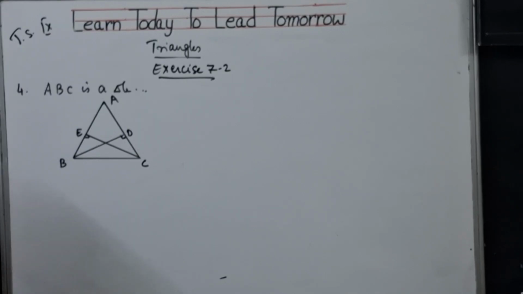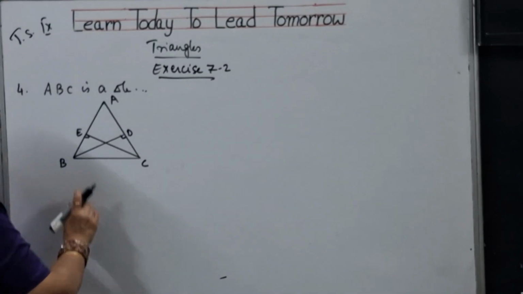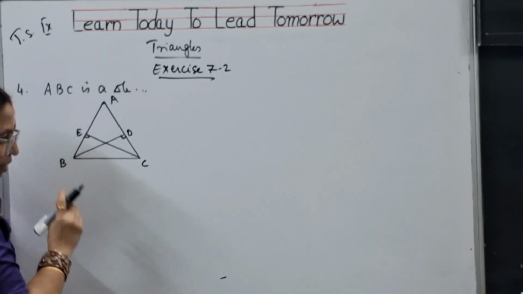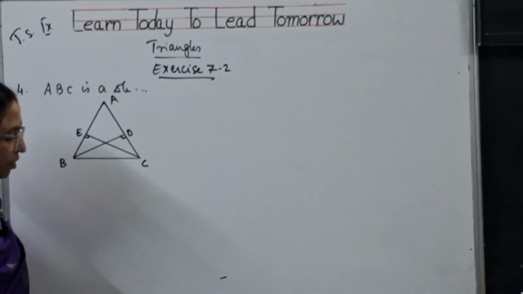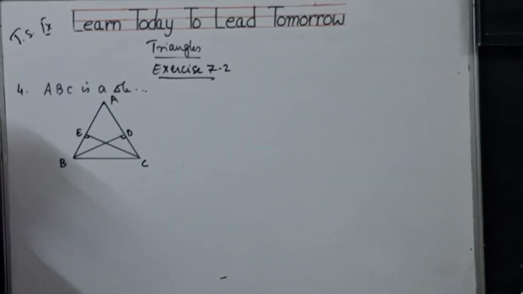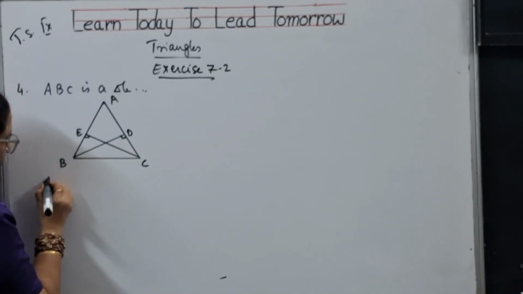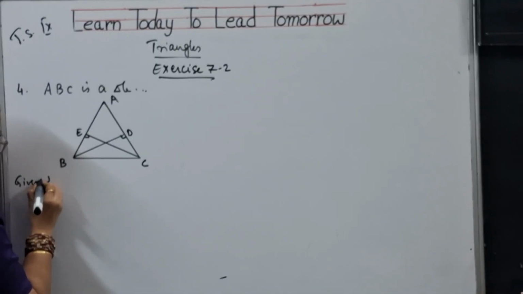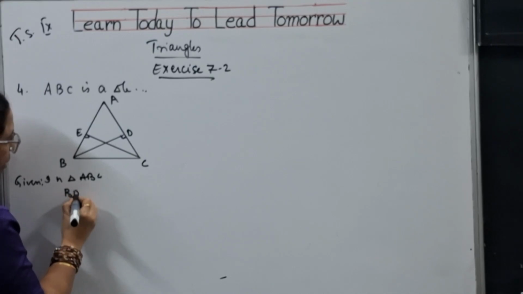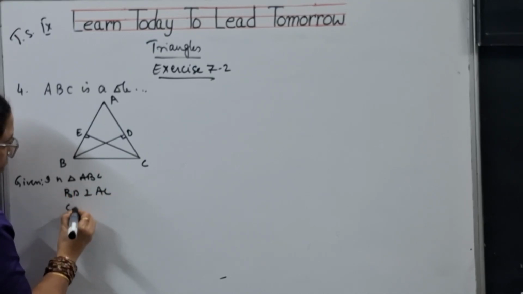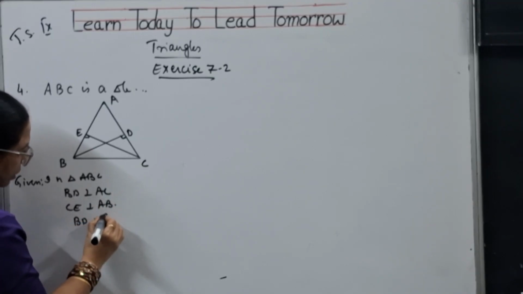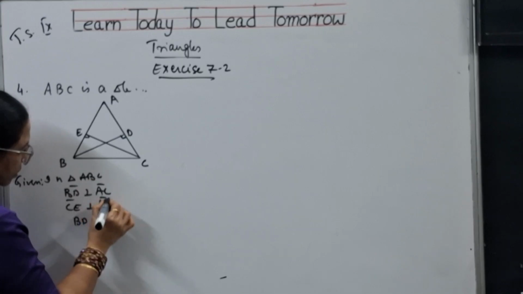Now, fourth problem, children. In this problem, ABC is a triangle in which altitudes BD and CE to the sides AC and AB are equal. Means these two are equal. What is given? In triangle ABC, BD is perpendicular to AC, CE is perpendicular to AB, and BD is equal to CE. This is given to us.